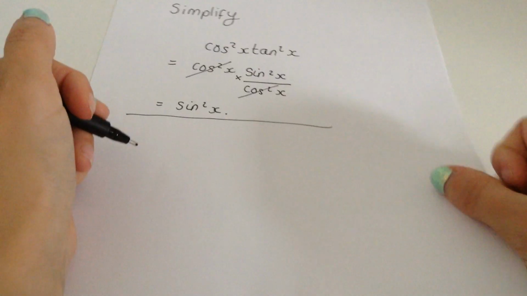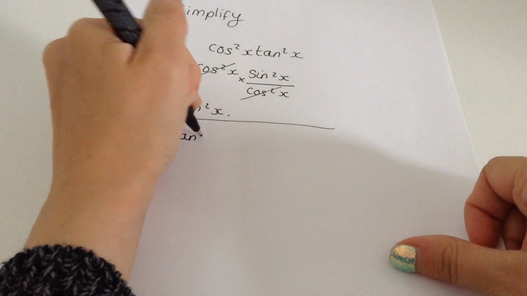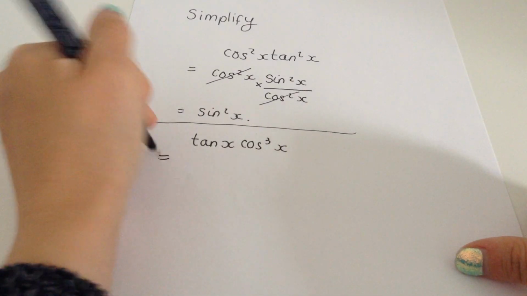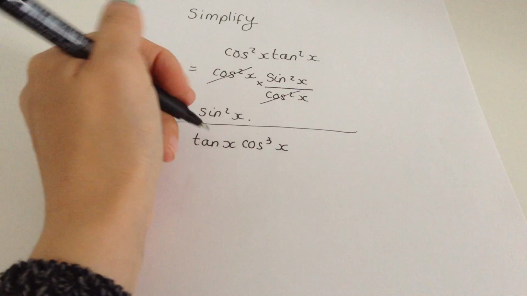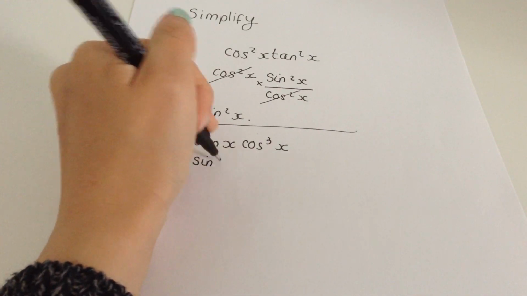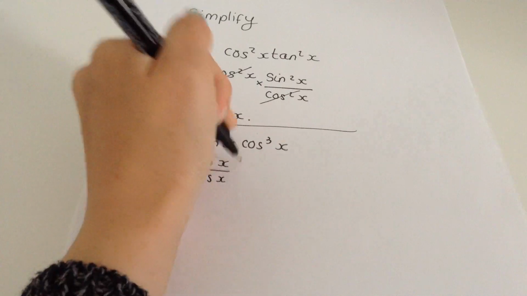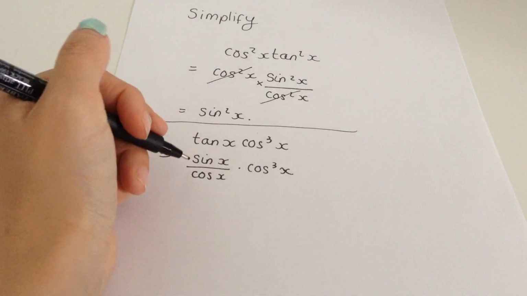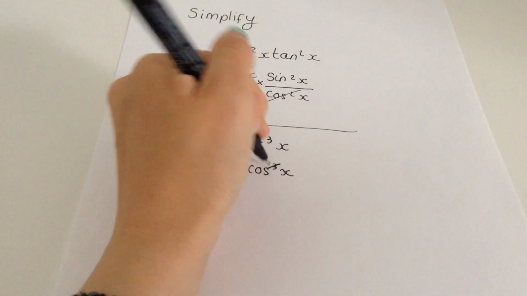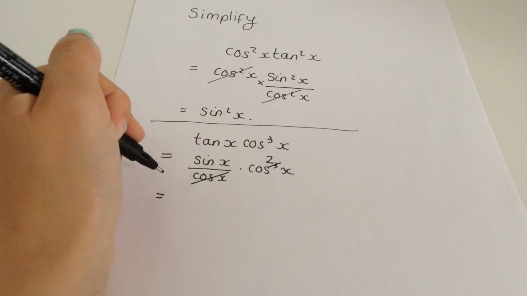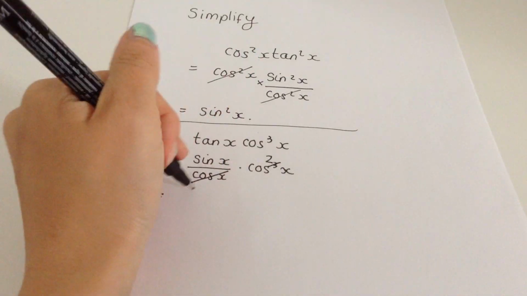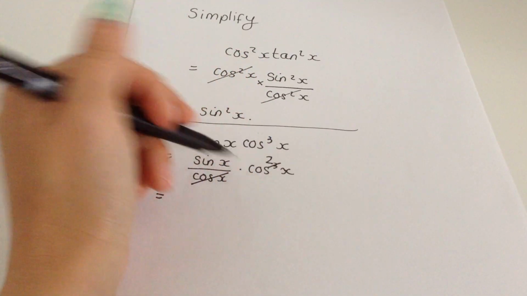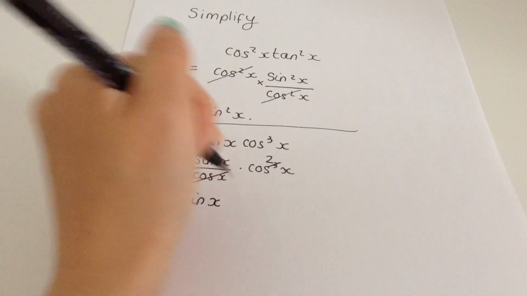Okay, let's try another one. This is tan x cos cubed x. Okay, if we simplify that, let's use the same technique. So tan x is sine x over cos x. That's cos cubed. Okay, I can cancel one of those coses with one of those coses. And then I've got sine and I've got cos squared. If I change the cos squared into a 1 minus sine squared, then at least everything's in terms of sine, which is quite simple.